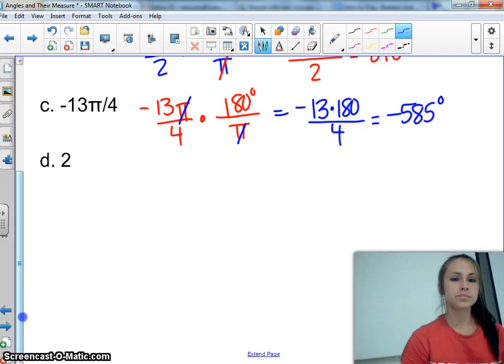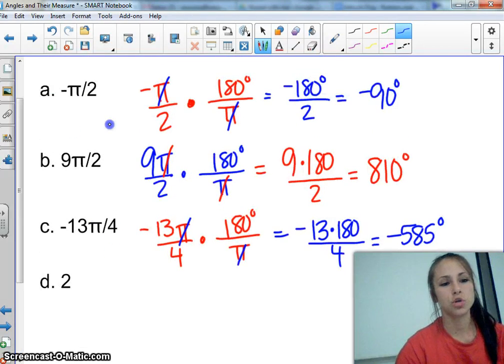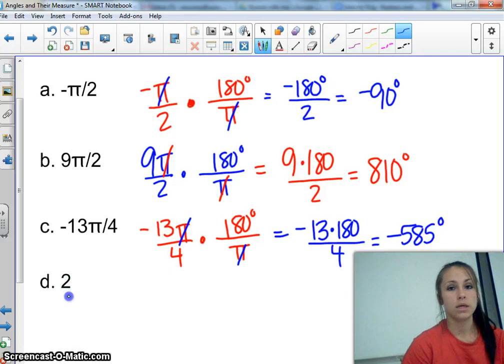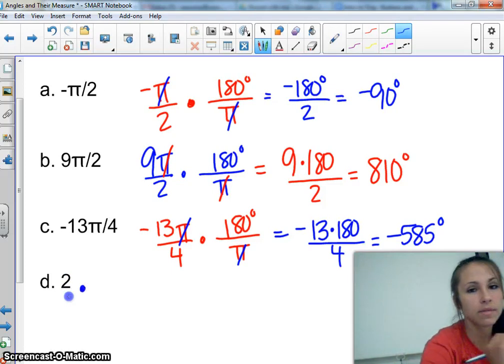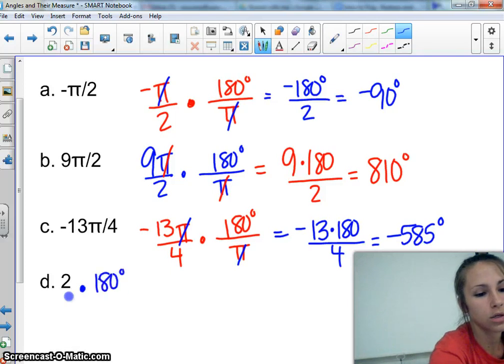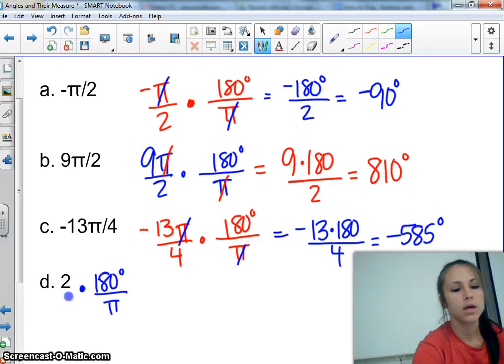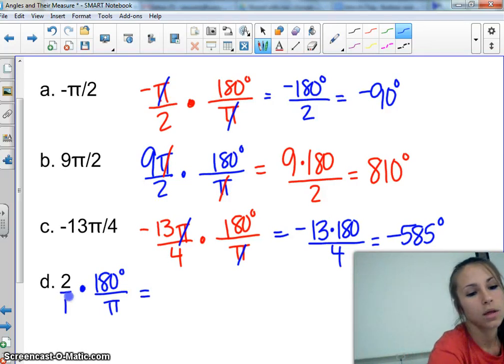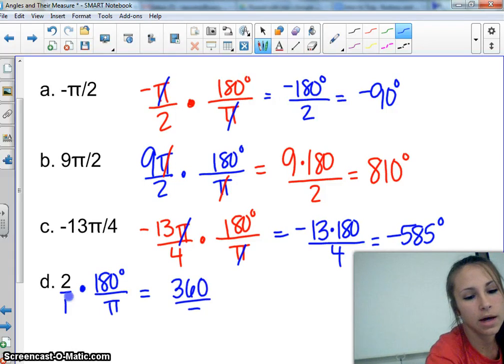585 degrees. Now, the last one is just a little bit different, and it's different because I don't have a pi in it. It's still in radians. Unless you see a degree, you can assume it is a radian. So this is a radian because I have no degree. And so I'm going to do the exact same thing that I would normally do and multiply by 180 degrees divided by pi. All that's going to mean is I just multiply straight across like normal. So I'm going to say 2 times 180, that's going to be 360 divided by pi.